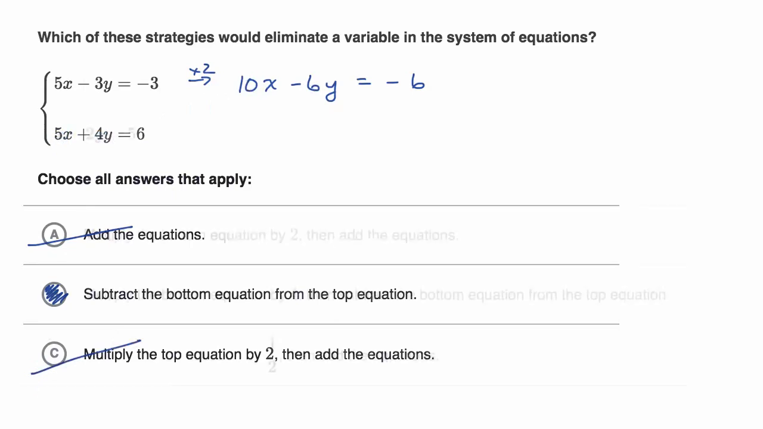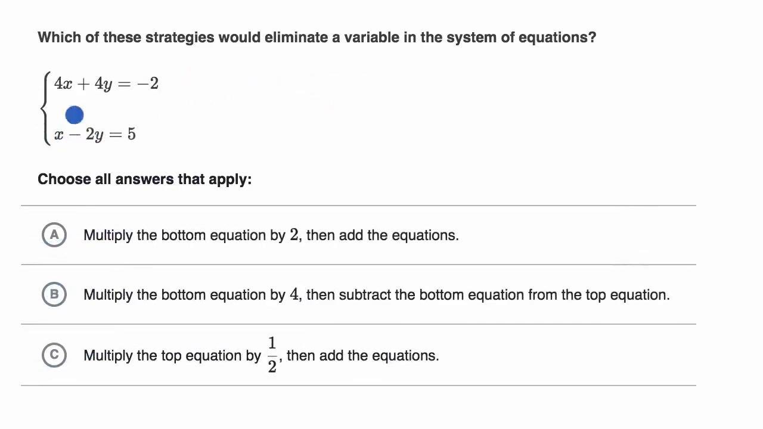Let's do another example. They're asking us the same question. Which of these strategies would eliminate a variable in the system of equations? The first choice says, multiply the bottom equation by 2, then add the equations. Pause this video. Does that work?